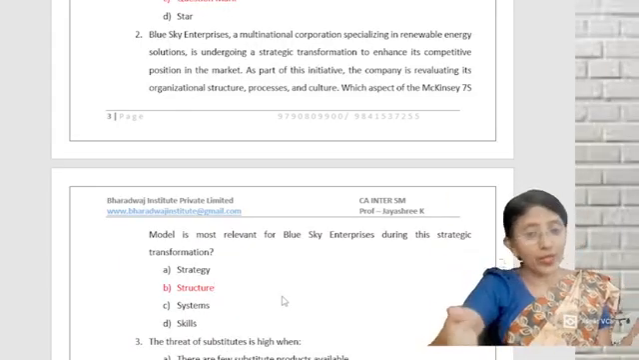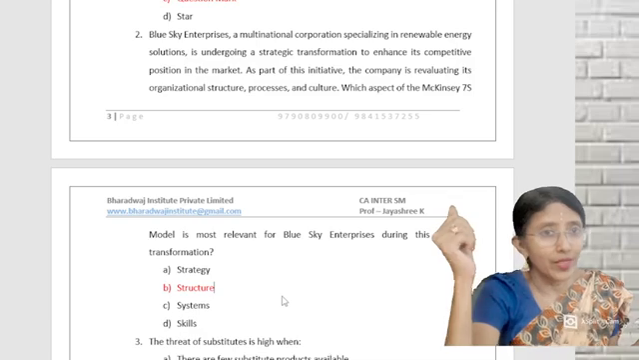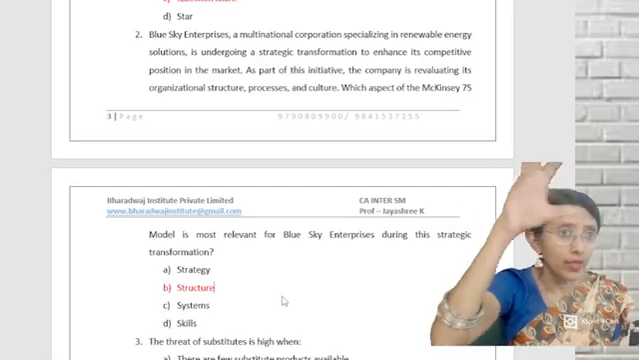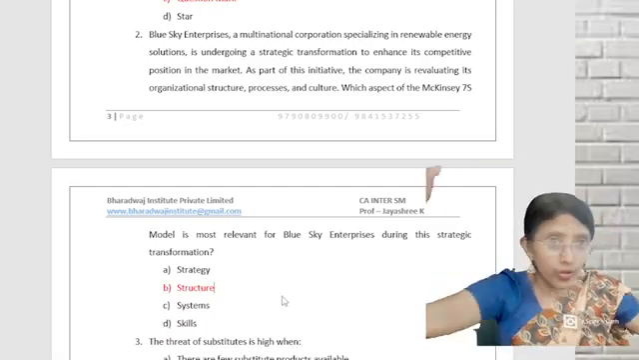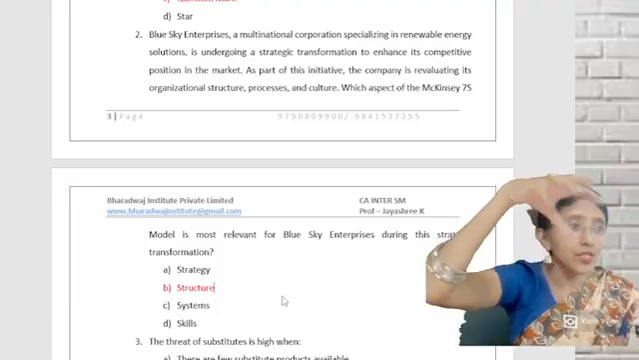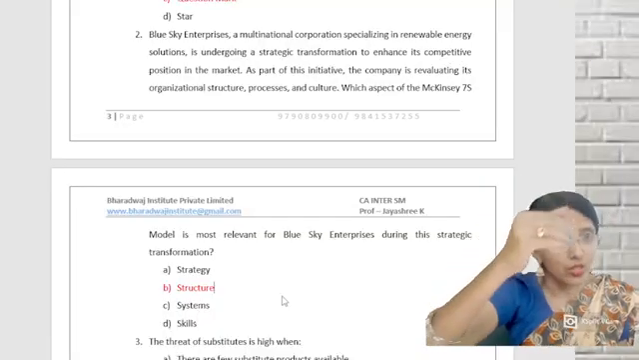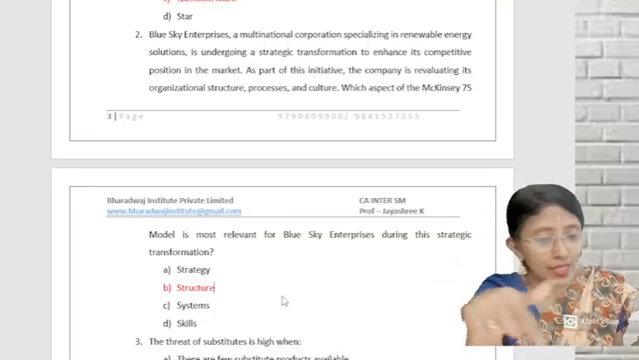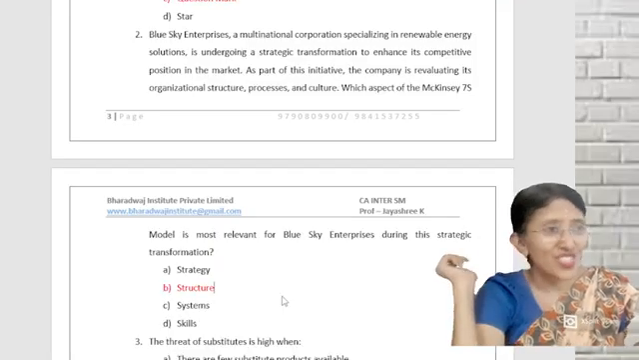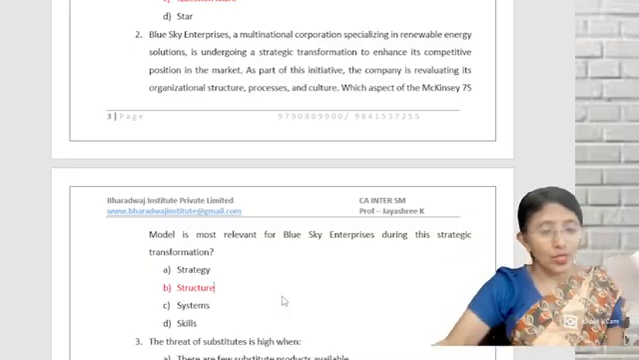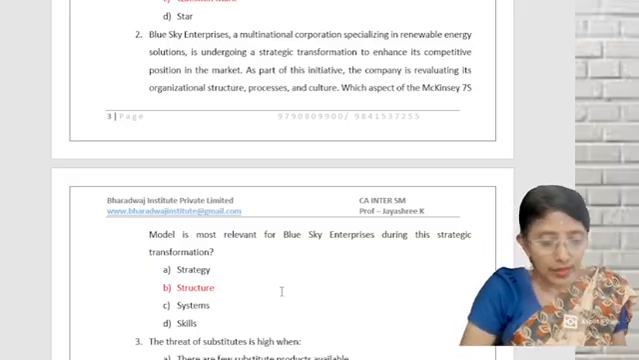So what is it actually doing? It is going to reevaluate its structure, followed by process and culture. And you all know that the structure of the organization is a framework within which all things are planned. If my organization is autocratic, the culture, the process, all will be different. So, which aspect of McKinsey's 7S model is it? Structure. Okay, are you clear on this now? Please understand that point very clearly.